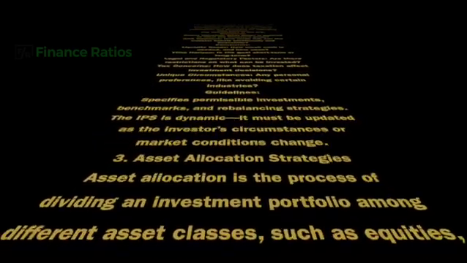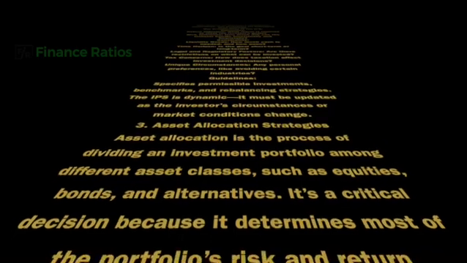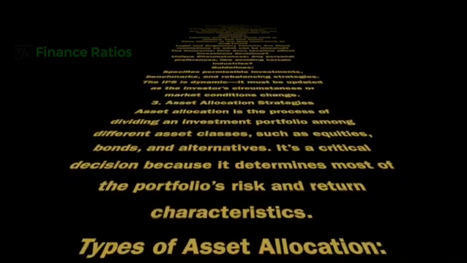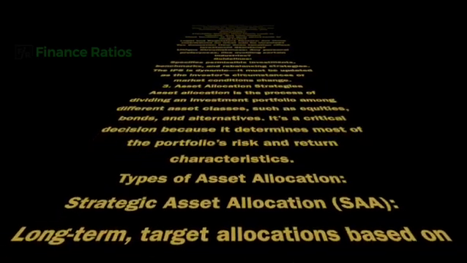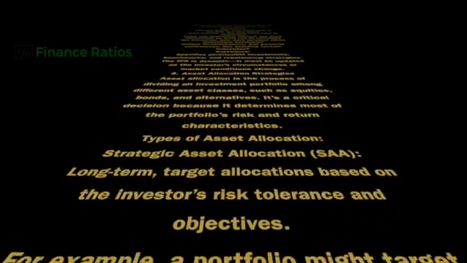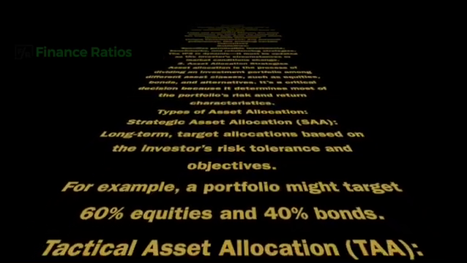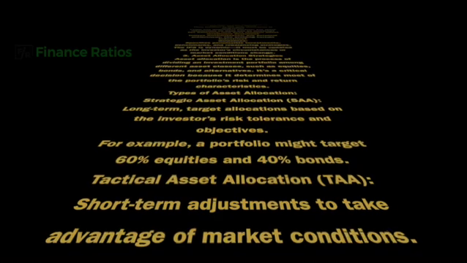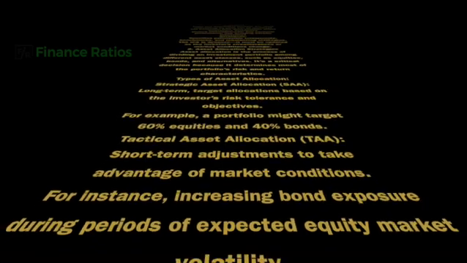3. Asset allocation strategies. Asset allocation is the process of dividing an investment portfolio among different asset classes, such as equities, bonds, and alternatives. It's a critical decision because it determines most of the portfolio's risk and return characteristics. Types of asset allocation. Strategic asset allocation, SAA. Long-term target allocations based on the investor's risk tolerance and objectives. For example, a portfolio might target 60% equities and 40% bonds.